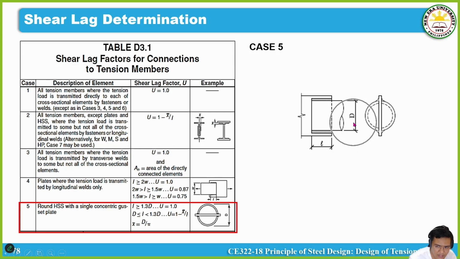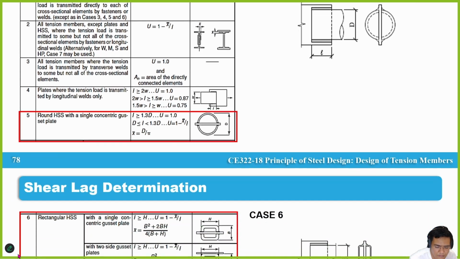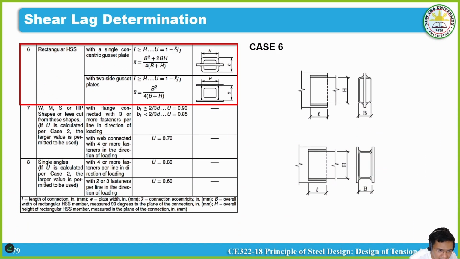Pero ito yung mga figure na related. Okay? So, this is applicable for round, kasi, hollow structural section. Okay? I will skip this one. Okay, even tong case 6, rectangular hollow structural section, ito yung mga equations na pwedeng gamitin for shear lag determination. Okay? Ganun pa din, no?